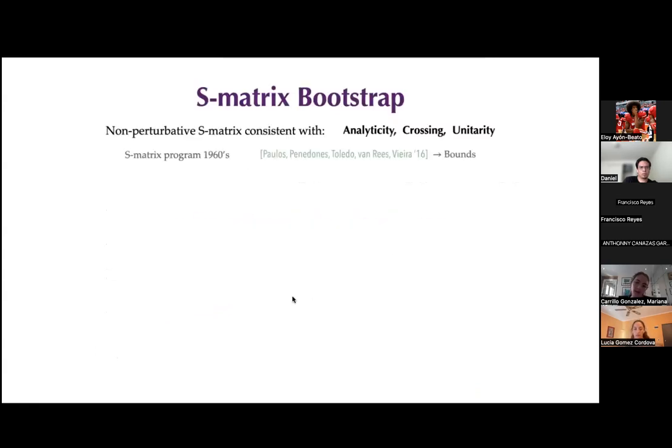Okay, so what is S-matrix bootstrap? This is the idea of finding a non-perturbative S-matrix that is consistent with 3 general principles: analyticity, which comes from causality, crossing, and unitarity. And this was a very popular idea in the 60s. There was a full S-matrix program in which people were trying to understand strong interactions, but it fell out of fashion for many decades until some years ago.